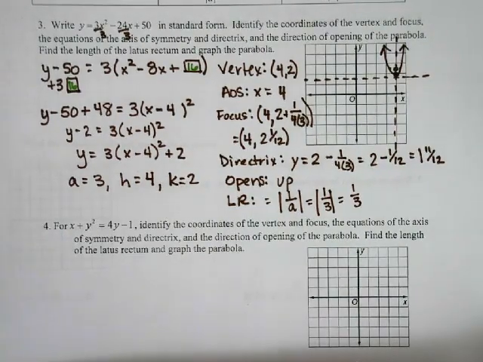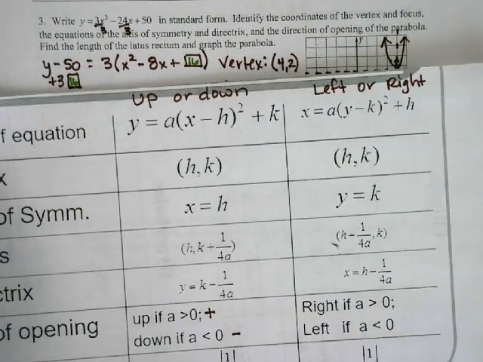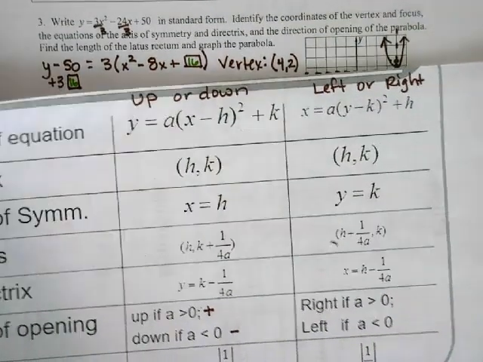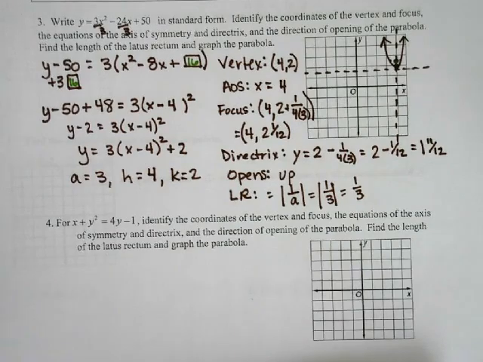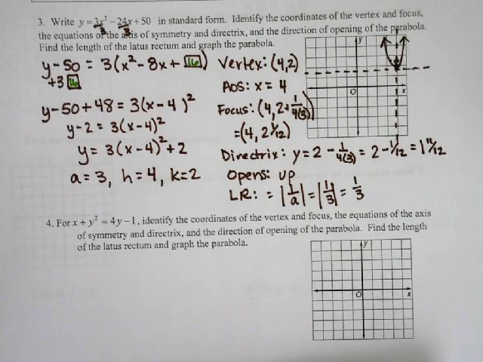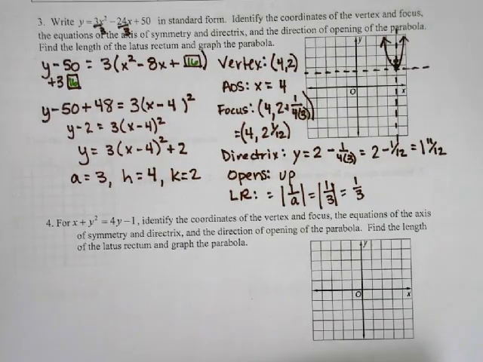Okay, so we put it in the right form by completing the square. We find our A, H, and our K, and then we just use our formula sheet and write everything down. Does that make sense? Okay, Jillian. You okay? Okay. Any questions? Clear as mud, right?